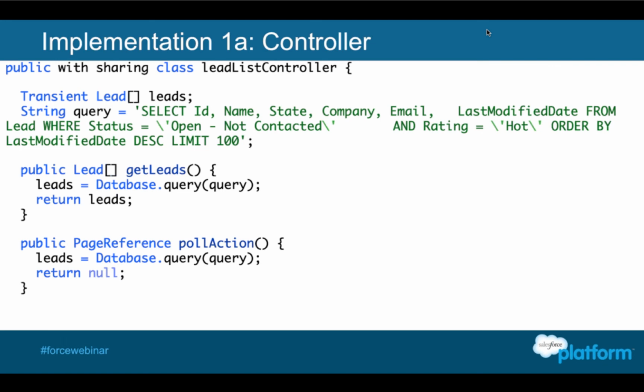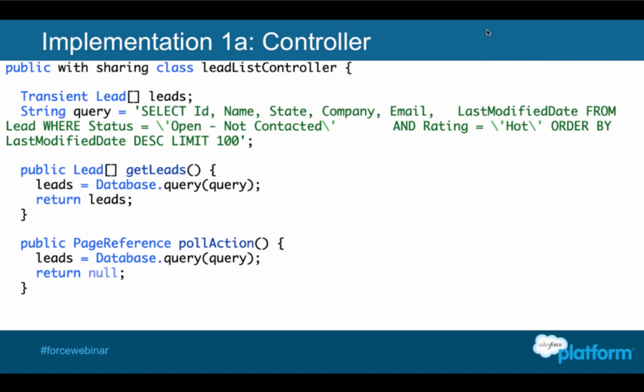Also notice that we have our with sharing attached to the controller. This is both going to enforce the sharing rules of the current user, but it's also going to provide the Force.com query optimizer with the opportunity to consider the org sharing configuration. So it's going to make that query go a little bit faster as well. And then finally, we wrap it all up with our poll action method that's going to return back our page reference so that we can similarly do a re-render there, and we're just doing the same query and reinstantiating that leads variable.